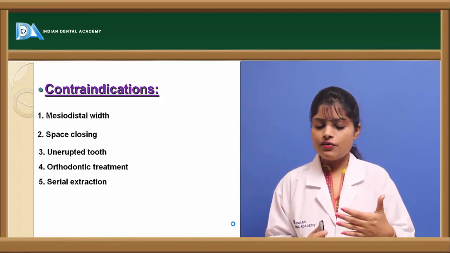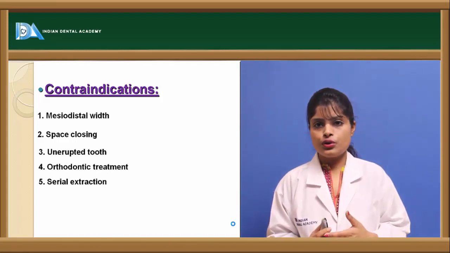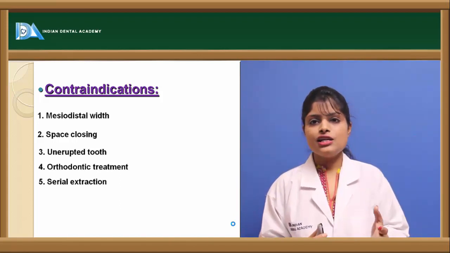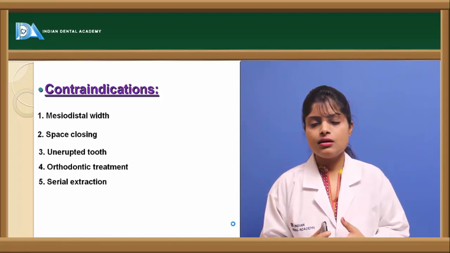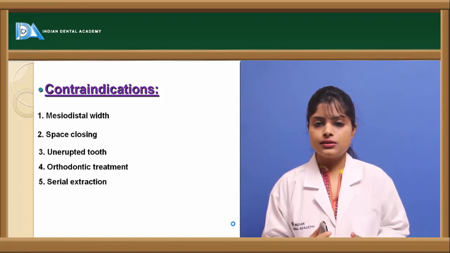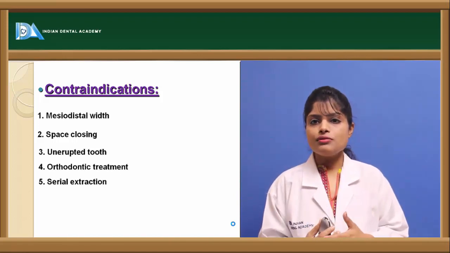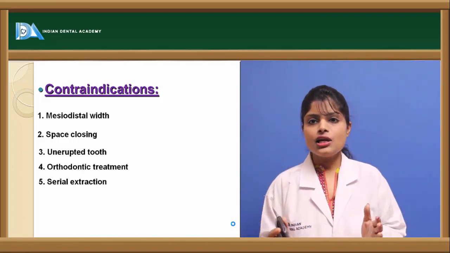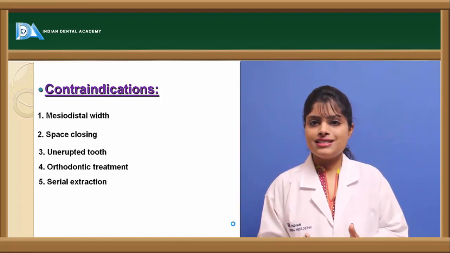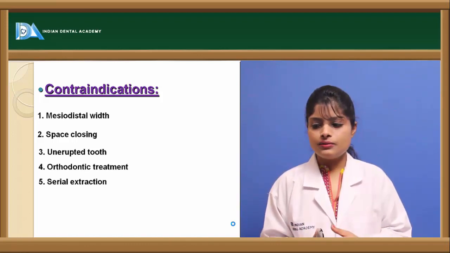Now, if the radiograph of the tooth shows the calcification of the root of the permanent successor is almost one-third, or if the permanent successor is about to erupt in the oral cavity, in such conditions also a space maintainer is contraindicated.